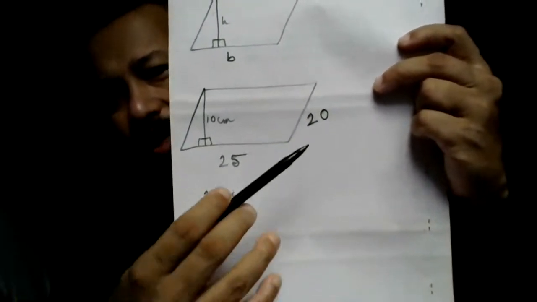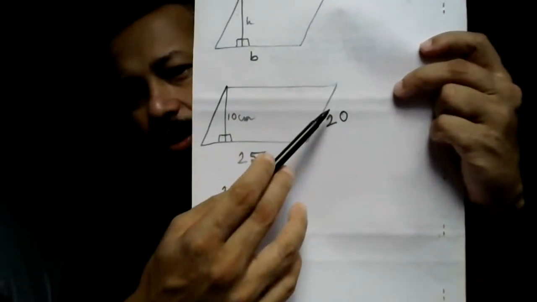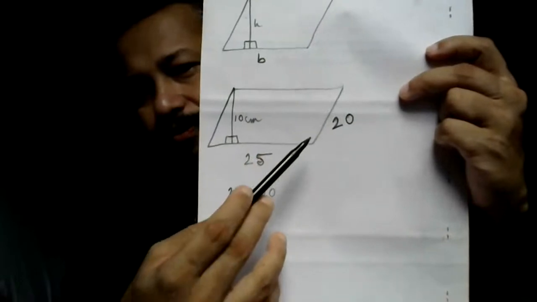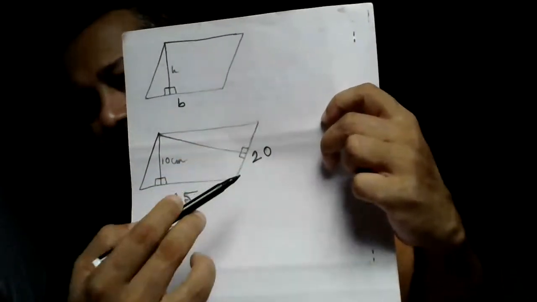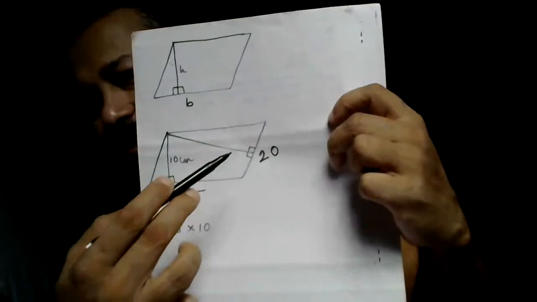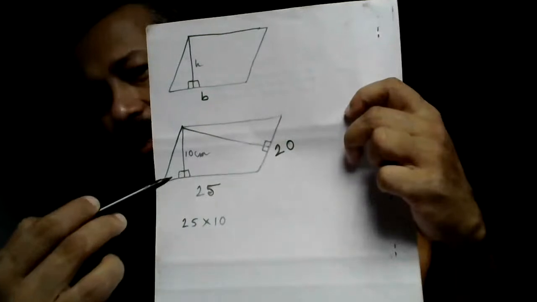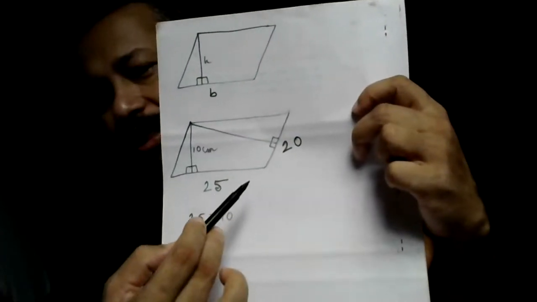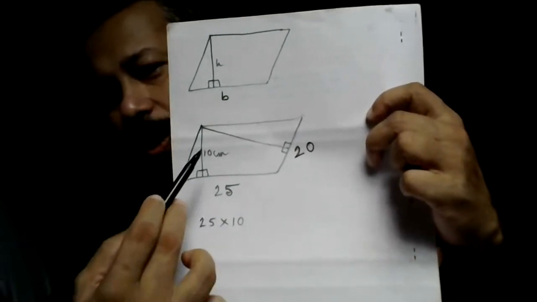Now if I change the base, if this is my base, now this is my base. When this is my base, then this is my height. Try to understand, all of you. When this is your base, then this is your height. So when this is the base and this is the height, then area is base into height, that is 25 into 10.